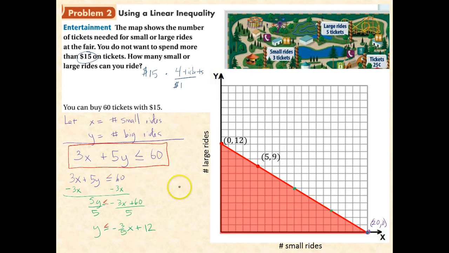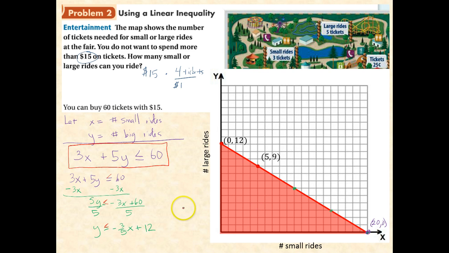Another way to find out would be you could plug in a point, either under the line or above the line. If we pick (0, 0), you're going to get 0 is less than or equal to 60, which is true, which means you would shade below. If you put in (1, 1), you would get 3 plus 5 is 8, which is less than or equal to 60, which is true. So any point you pick under this line is going to be true. That's why we shade under it.